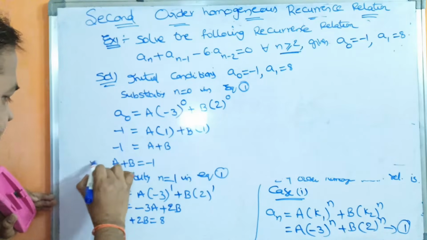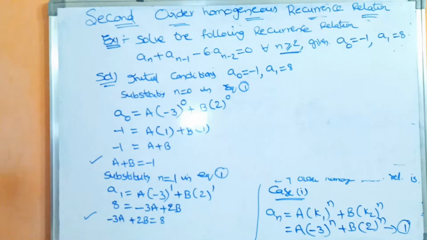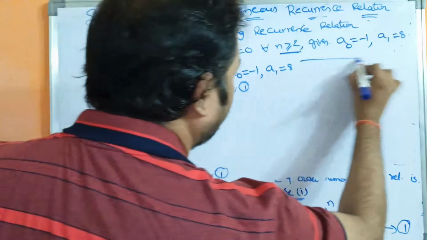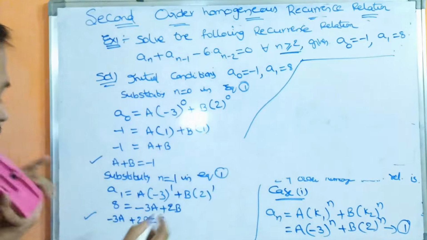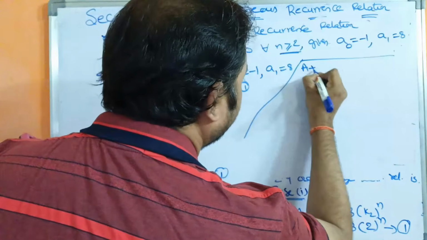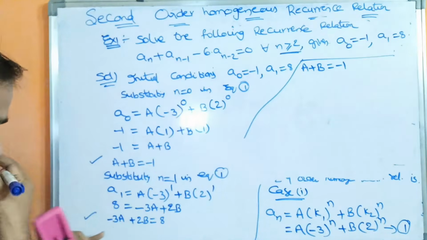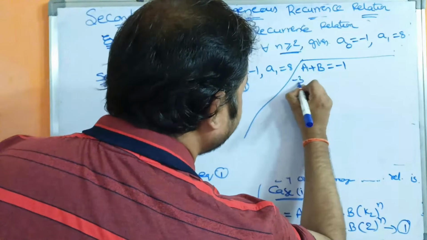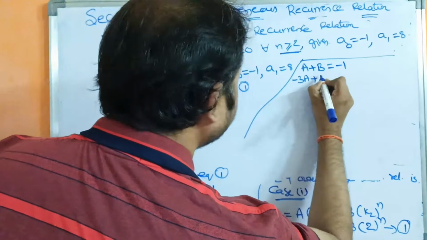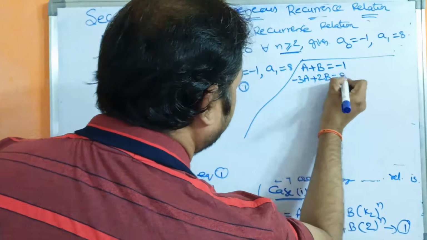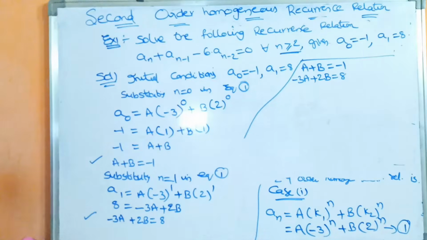Now from these two equations we have to get a and b value. What is the first equation? A plus b is equal to minus 1. What is the second equation? Minus 3a plus 2b is equal to 8.